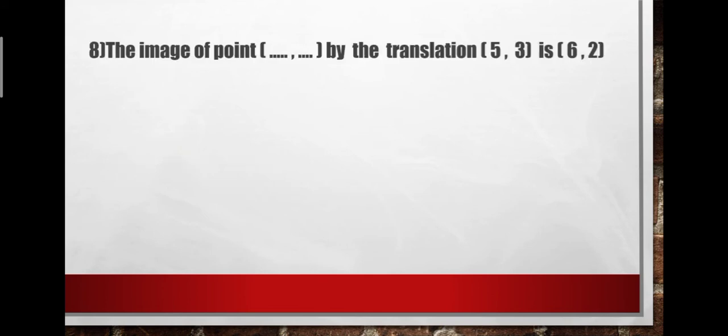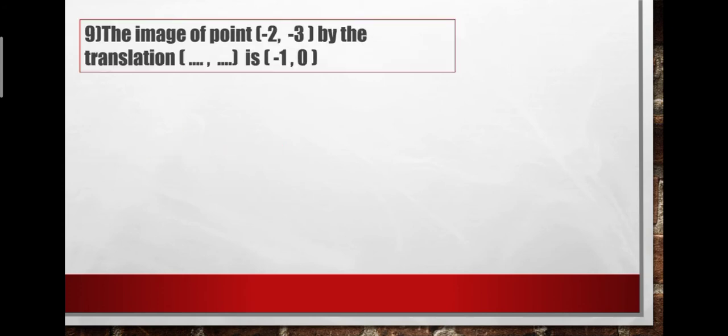Number 8. The image of point (dots and dots) by the translation (5, 3) is (6, 2). If you look here, we have the translation and the image, and the point is missing. To get the point, I will make image minus translation. So 6 minus 5 equals 1, 2 minus 3 equals negative 1. The point will be (1, negative 1).